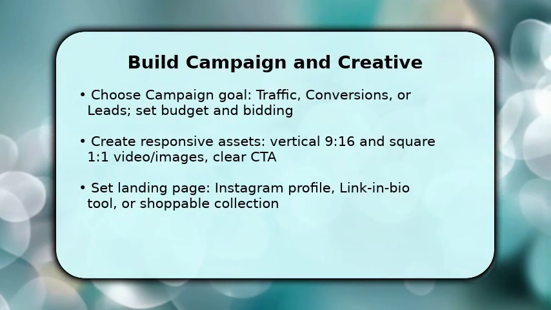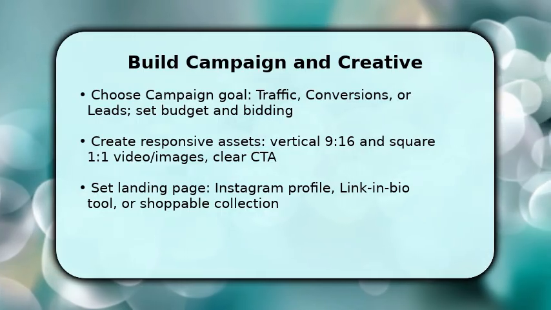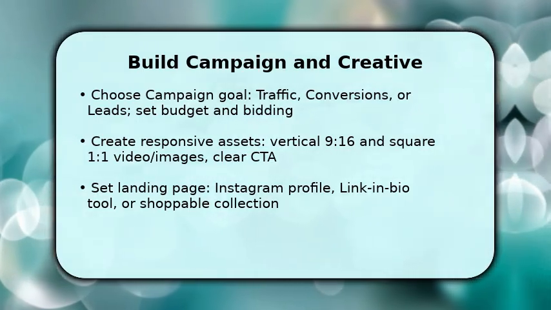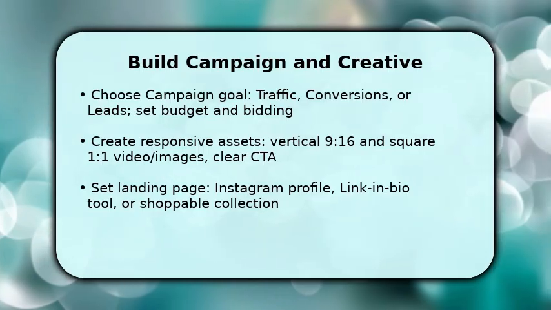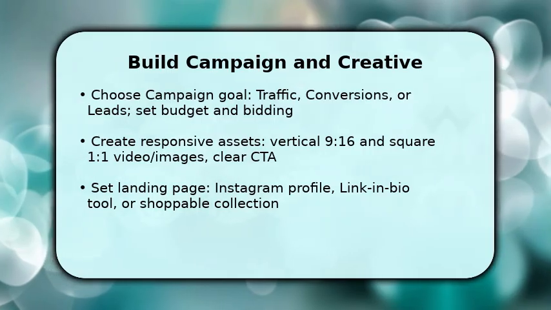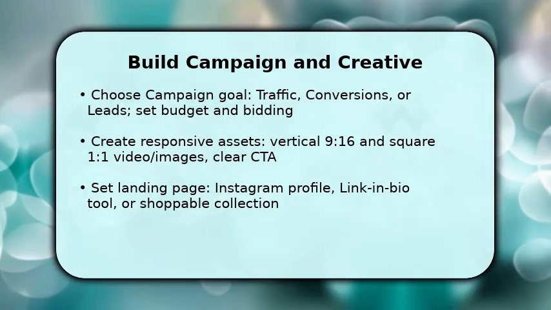Now build the campaign in Google Ads and plan how users reach Instagram content. Select a goal like traffic or conversions, then choose manual or smart bidding. Set daily budget and audience signals. Create ad assets optimized for Instagram: vertical 9:16 and 1:1, brief captions, and a direct CTA.